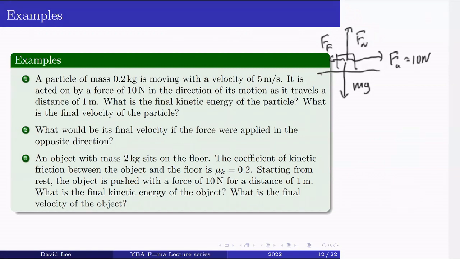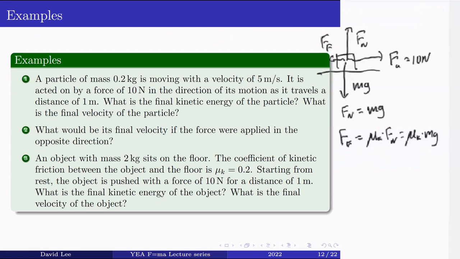So what's going on here? Well, first of all, we know that the normal force has to balance out gravity. So it's just mg in this case, as it normally is for a box sitting on the floor. Now, if you remember from last lecture, our friction force is going to be mu k times our normal force. And this is just going to be mu k times mg. So now we know all the forces on our object.